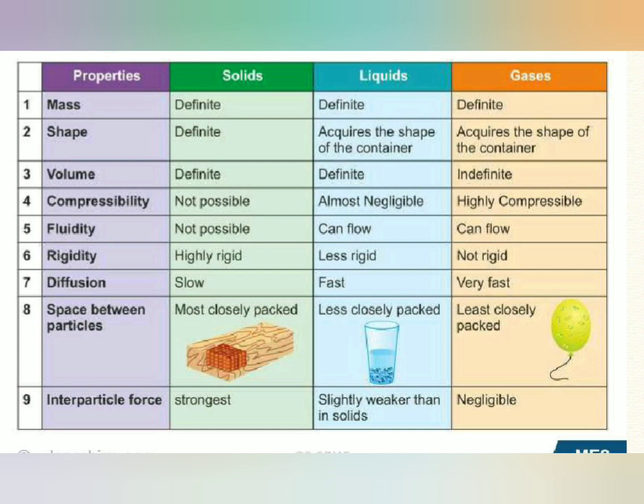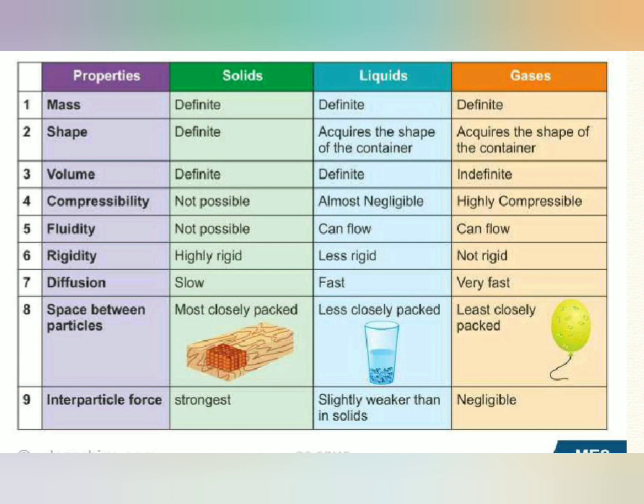Next property, compressibility. Compressibility means the tendency to compress. Solid has strong bonding so it does not compress, liquid is almost negligibly compressed, but gas is highly compressible. Next property is fluidity. Fluidity means the tendency to flow. Solid does not flow, liquid can flow, and gas also. Sixth property is rigidity. Solids are highly rigid, liquids are less rigid, and gases are not rigid.